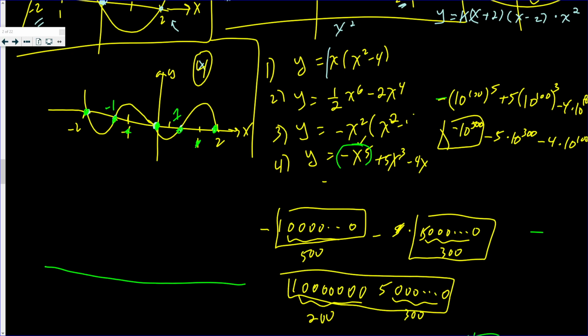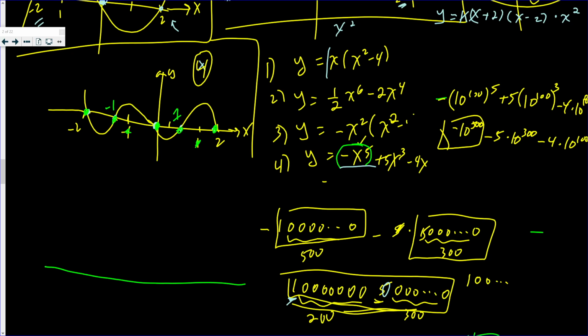Okay? This 5 is insignificant. If somebody owed you this amount of money, but they only paid you with a 0 here. Now I admit, 5 followed by 300 zeros, that's a serious amount of money. But it's nowhere near 1 followed by 300 zeros. This x to the 5th term dominates.